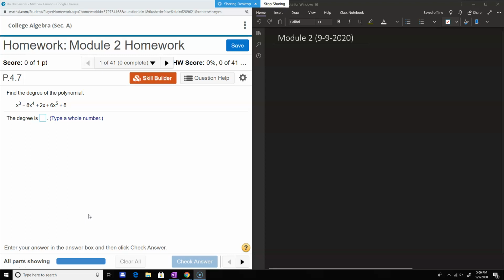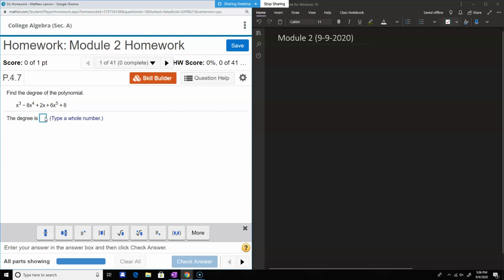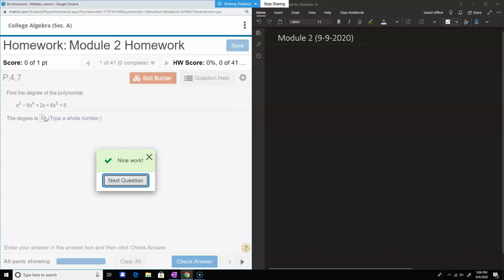So you can go through term by term and identify the degree of each term. So x cubed has degree 3, minus 8x to the fourth has degree 4, 2x has degree 1, 6x to the fifth has degree 5, and 8 has degree 0, if it's just a constant term. But when they ask for the degree of like everything, you just look for the highest one. So here the degree is just 5. So we just enter 5 and that's it.